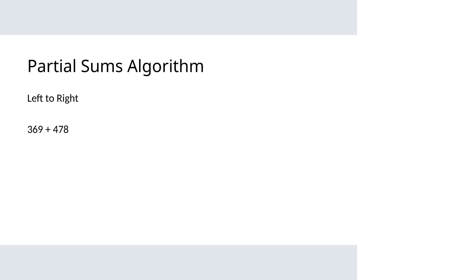The first one is called the partial sums algorithm. And instead of starting in the ones place, with the partial sums algorithm, we do what feels more natural. We start on the left and move to the right. In the partial sums algorithm, if we have 369 plus 478, instead of starting in the ones column, we're going to start in the hundreds column, which is what you would do if I gave you a stack of bills. So let's see what happens here.